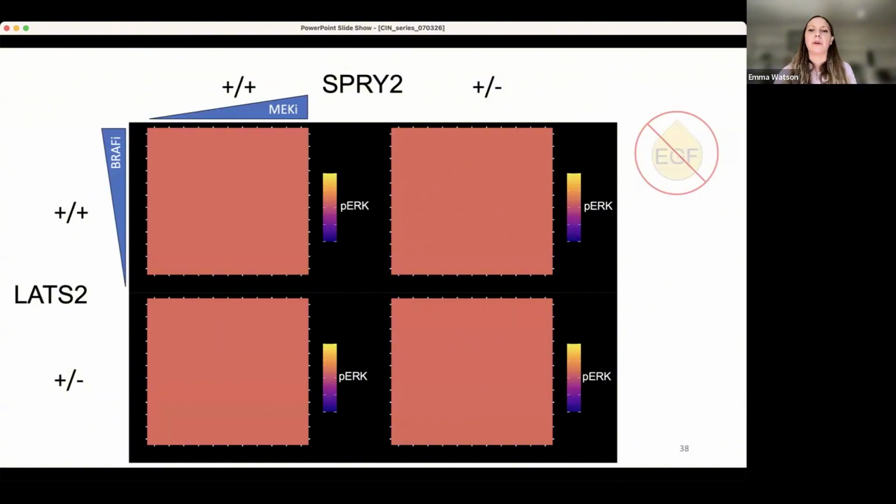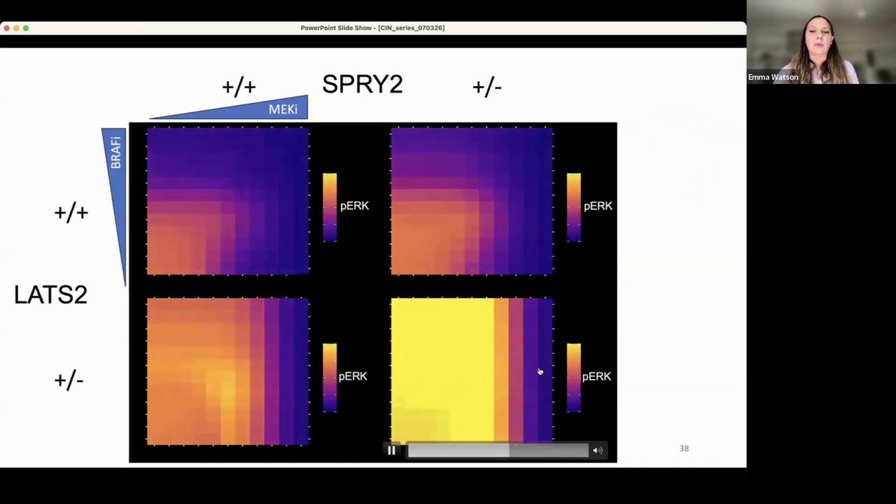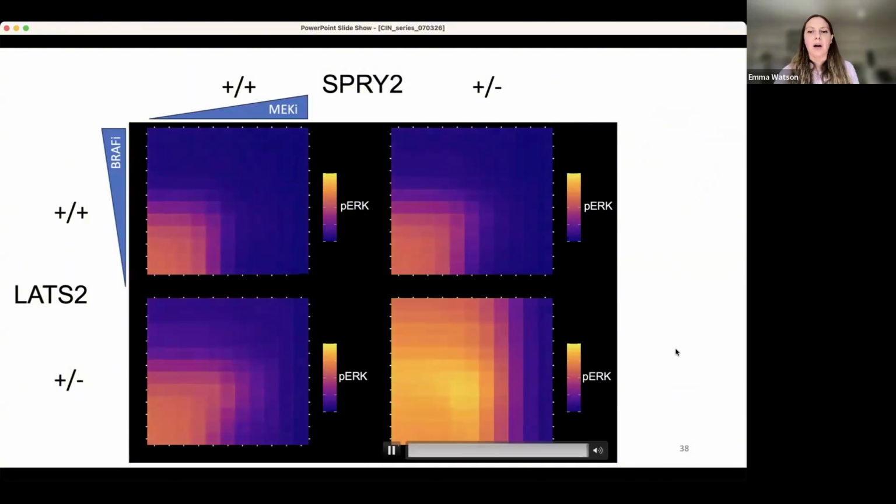So here I'm going to show you the same kind of experiment that I showed you with the curves, but now this is a drug matrix experiment where we have the BRAF inhibitor along the y-axis increasing and the MEK inhibitor along the x-axis increasing in the wild type, the singles, and the double mutants. And what you can see, post EGF, the brighter colors equal more phospho-ERK. Again, the double mutant is exhibiting different dynamics from the singles and ultimately showing higher phospho-ERK levels at all different combinations of RAF and MEK inhibitors.